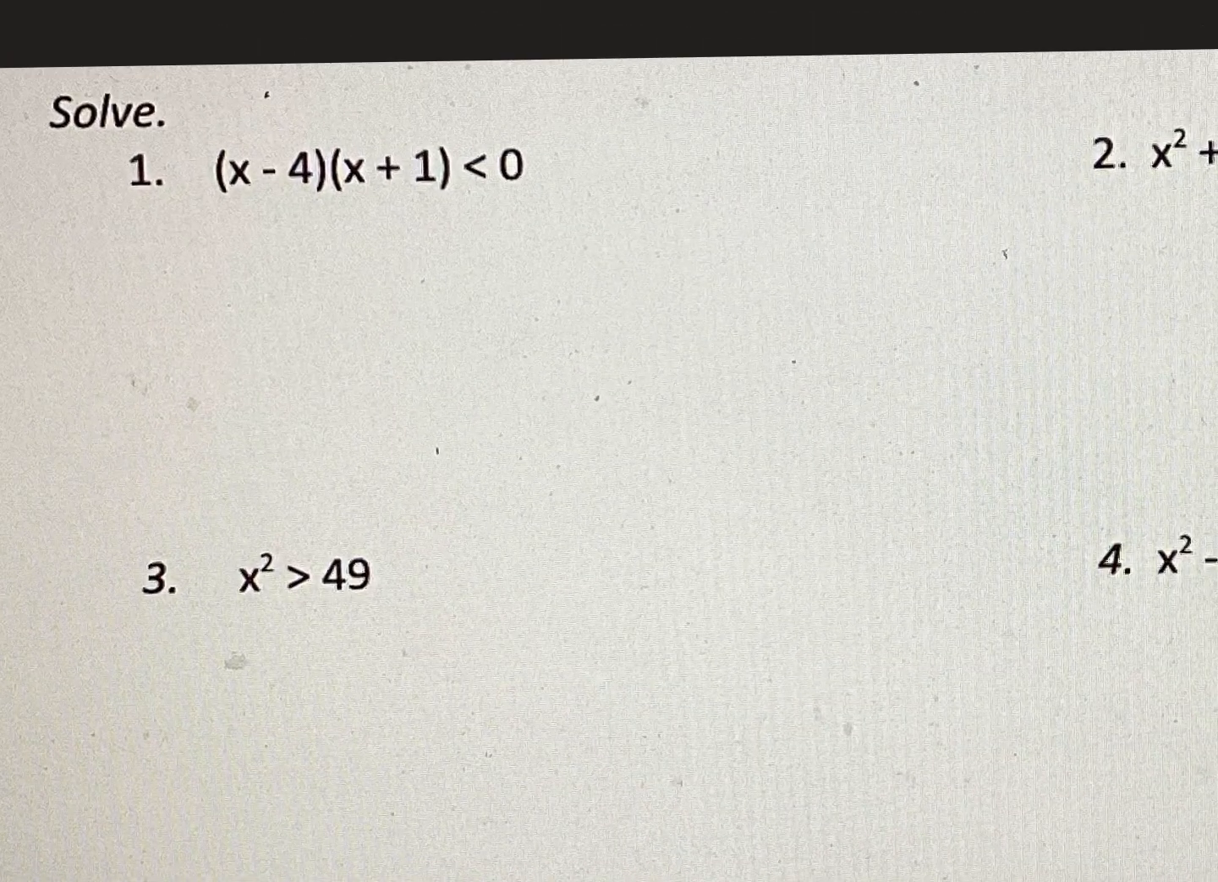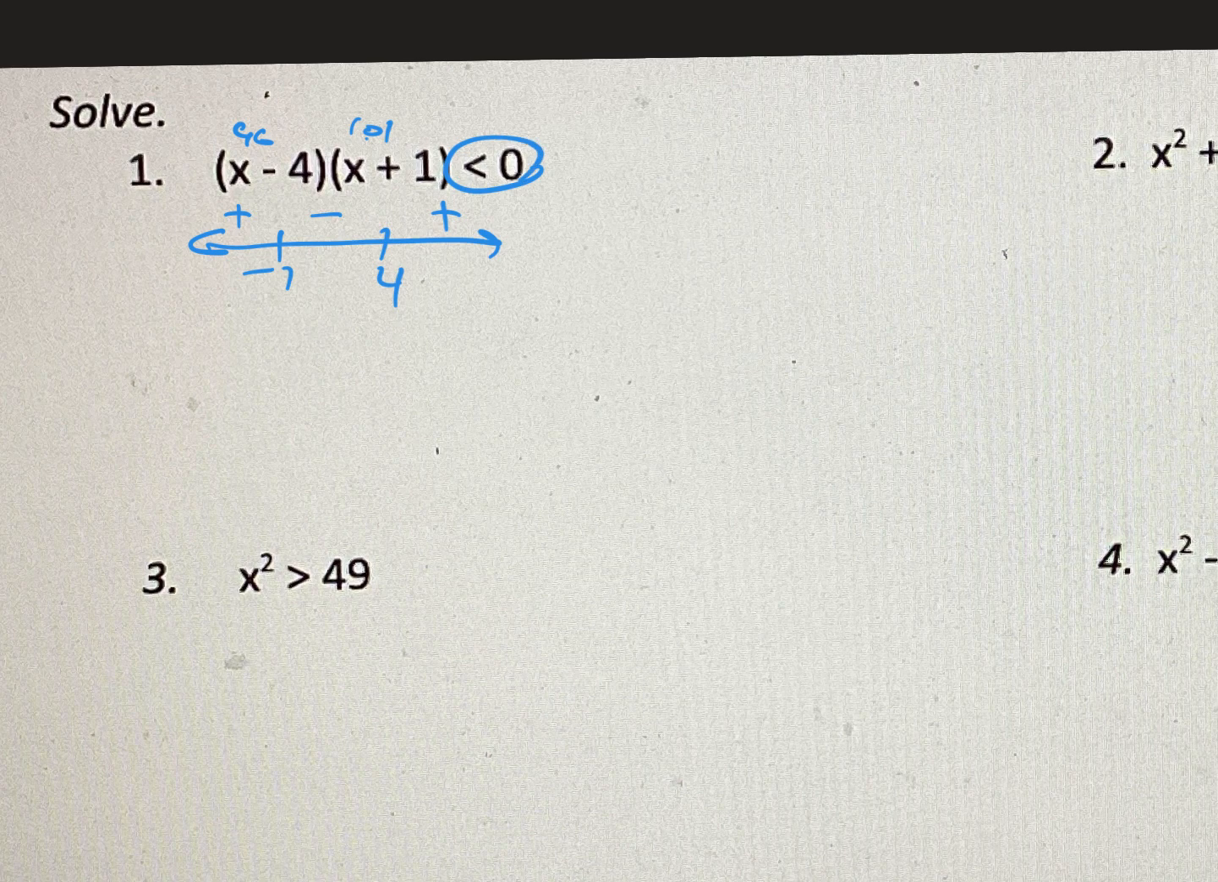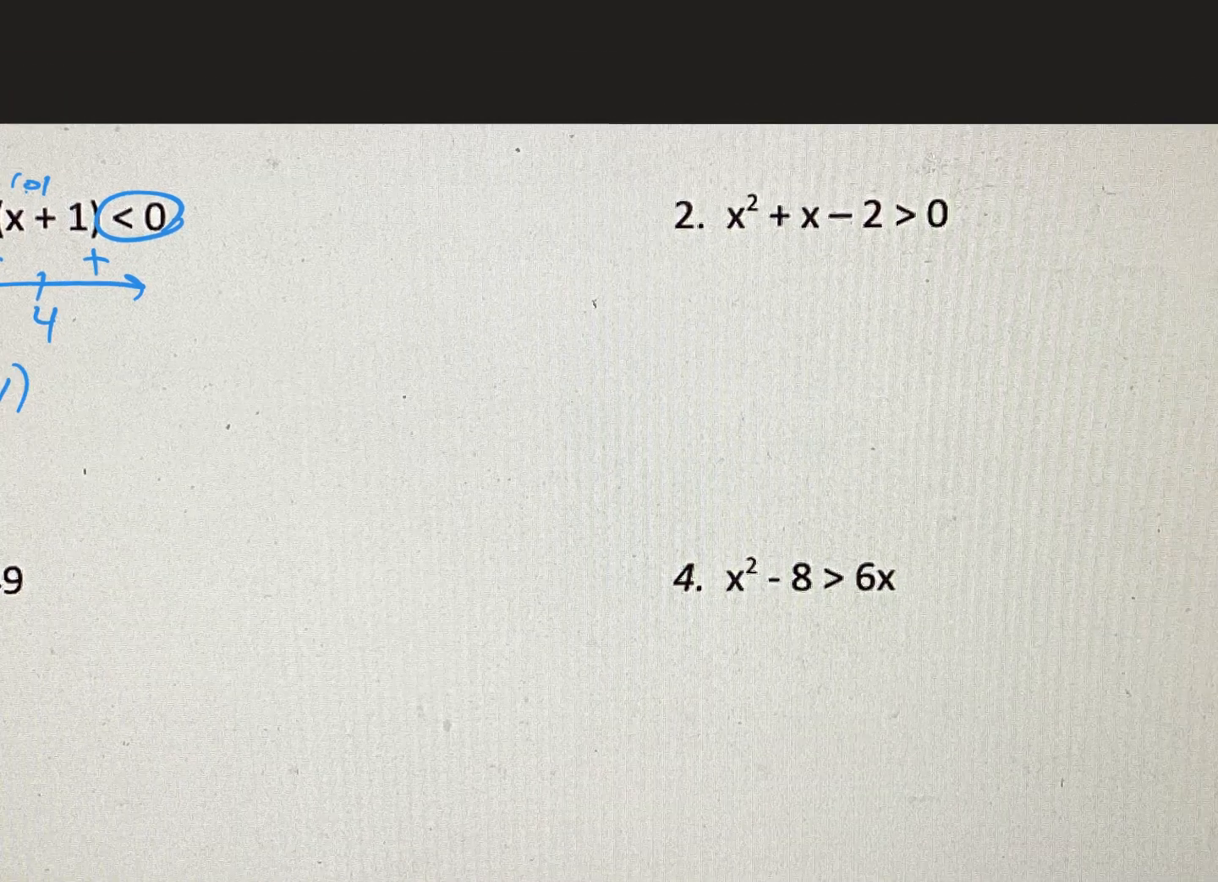All right, the first one's already been factored for you. All you do is make a little sign graph. So we'll do the sign graph, -1 and also +4. Remember, we plug in 100 every time. That'd be 96. That's 101. Don't care what it is, but it's positive. So it means everything over there is positive, then negative, then positive. I'm looking for less than 0, which is negative. The negative sign is between -1 and 4. That's all you gotta do.